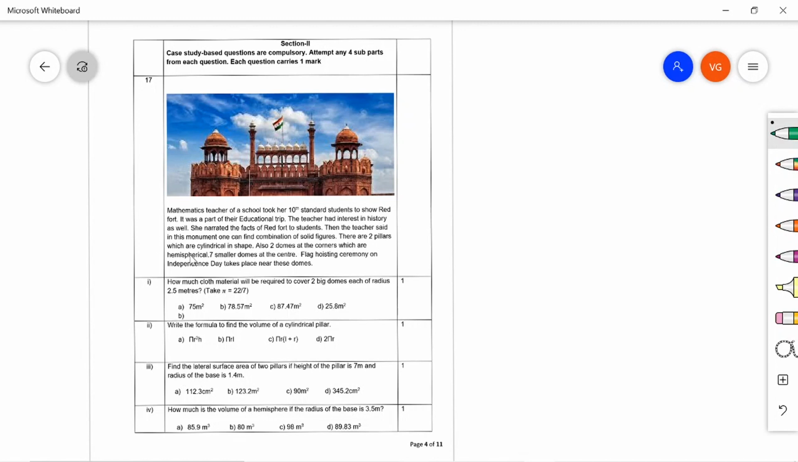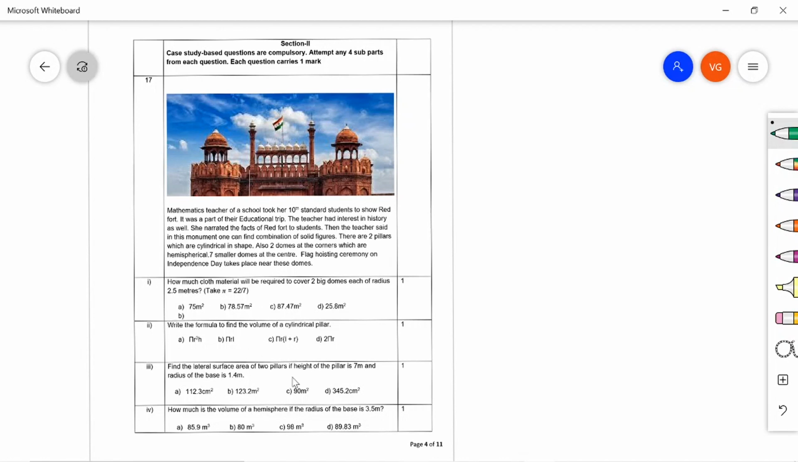There are 2 pillars which are cylindrical in shape. Also, 2 domes at the corners which are hemispherical. 7 smaller domes at the center. Flag hoisting ceremony on Independence Day takes place near these domes. Now they are talking about all the solid figures. So the questions will be now based on your surface areas and volumes. Let us see the first question.